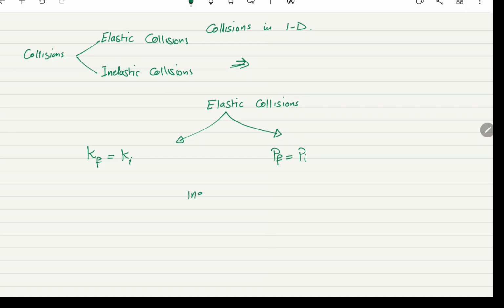For inelastic collisions, kinetic energy is not conserved and momentum is conserved. From this we can say that momentum is always conserved in all types of collisions, elastic or inelastic, but kinetic energy is not conserved in case of inelastic collisions, and it's conserved in case of elastic collisions.